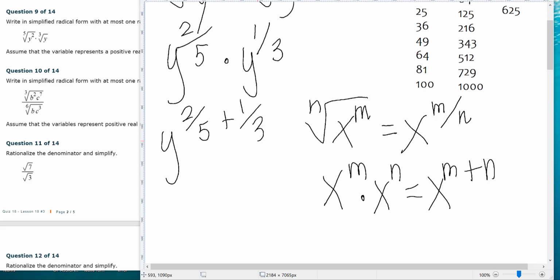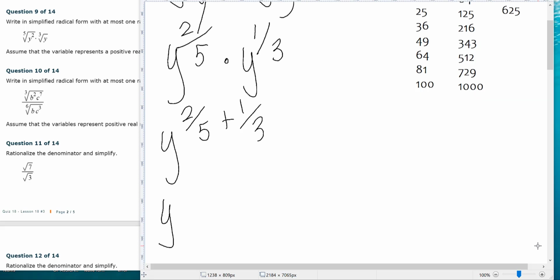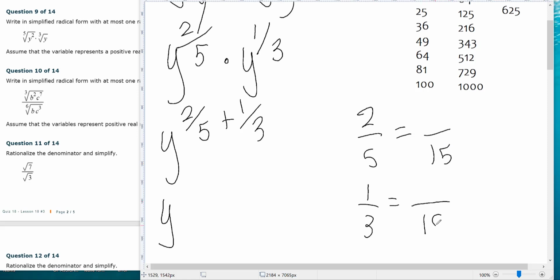Of course, you have a fraction key on your calculator, or you can get a common denominator. If I want to add 2/5 and 1/3, my least common denominator is going to be 15, because that's the smallest number that 3 and 5 will go into. Well, I'm going to have to multiply the top and bottom of this fraction by 3 and the top and bottom of this fraction by 5. So that's 6 over 15 and 5 over 15. So that's going to give me 11 over 15.